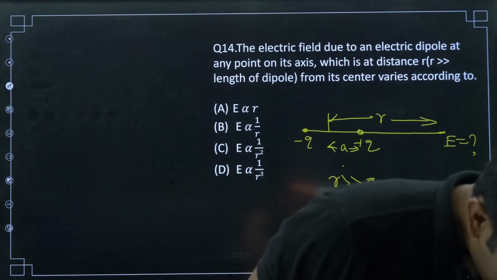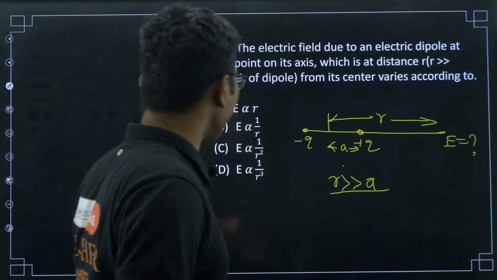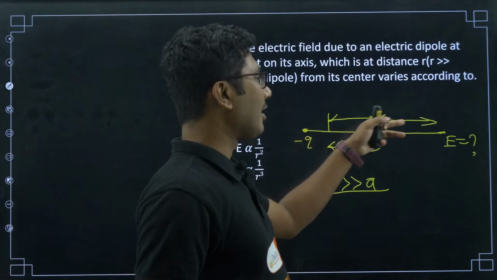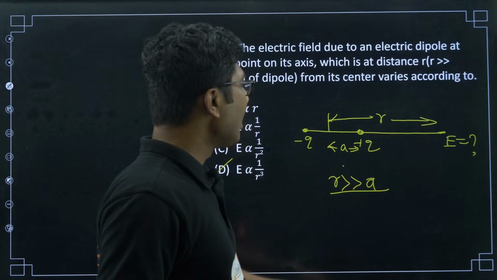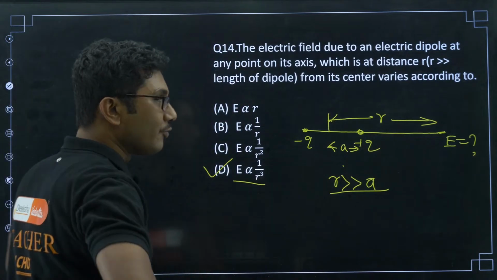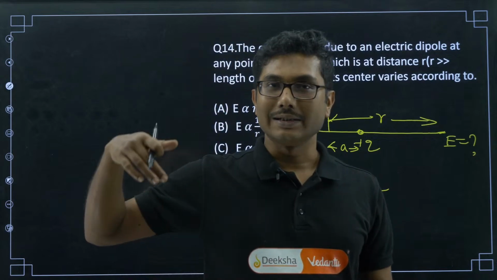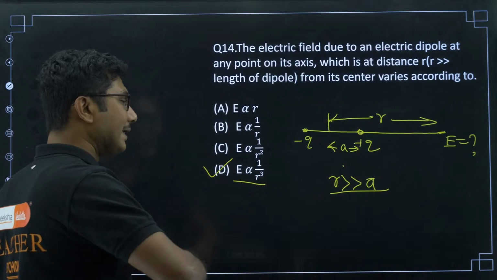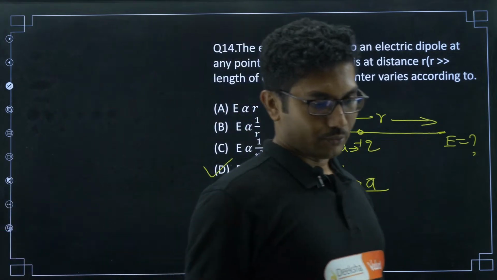Pritama Darshan 14D. Yes, 14D is the correct answer. For a dipole, no matter whether it is along the axis or along the perpendicular bisector, it will always be proportional to 1 by r cube. For the perpendicular bisector, it is negative because they are in the opposite direction, but the magnitude is proportional to 1 by r cube, right.